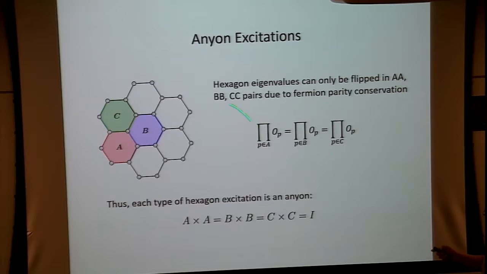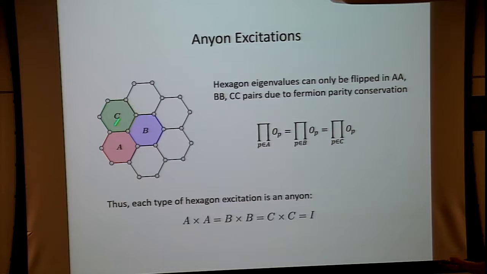Okay, so let me explain why the hexagon excitations can only come in pairs. For the sake of analysis, let me divide all these hexagons into three types with different colors, A, B, C, and then they repeat themselves. So basically, we make the unit cell three times as large.